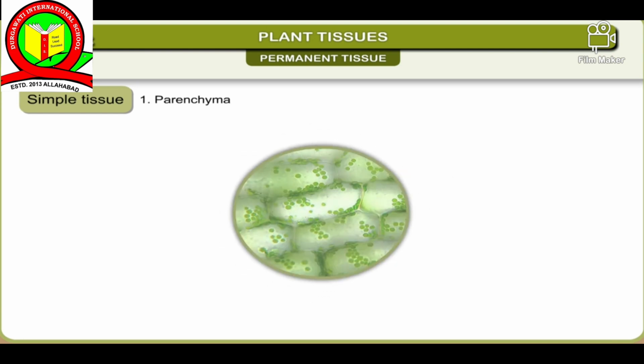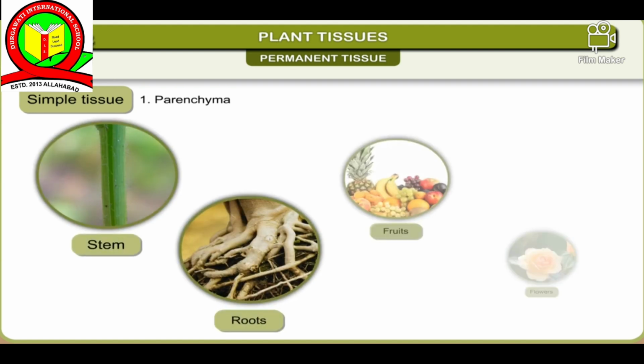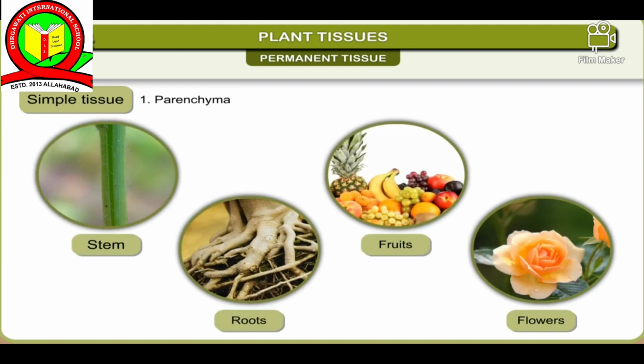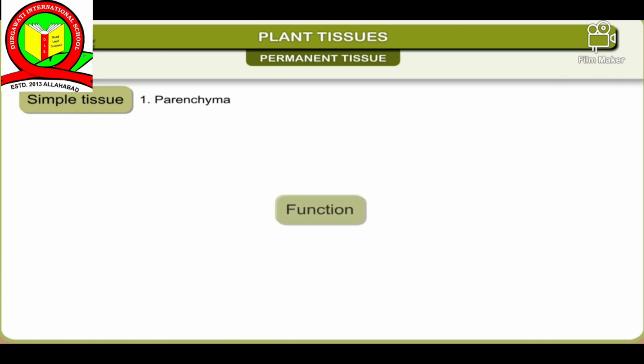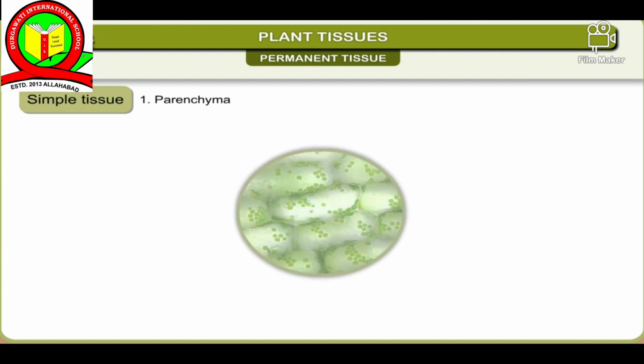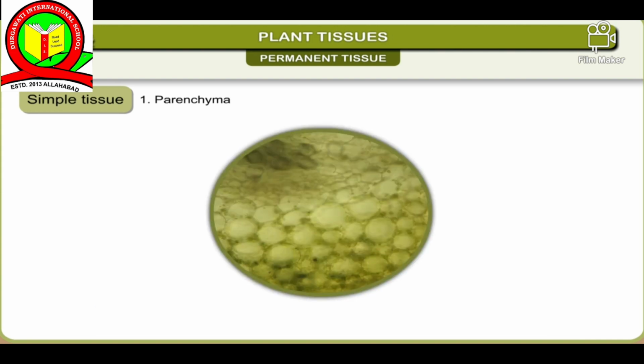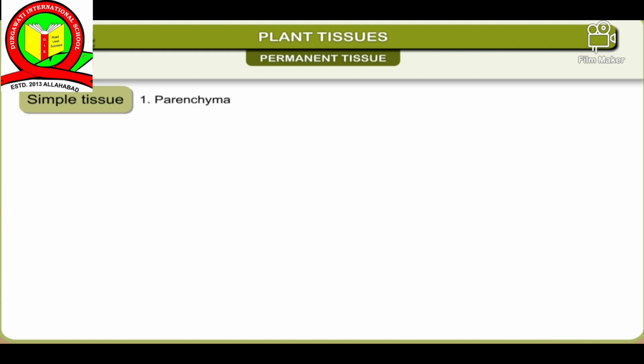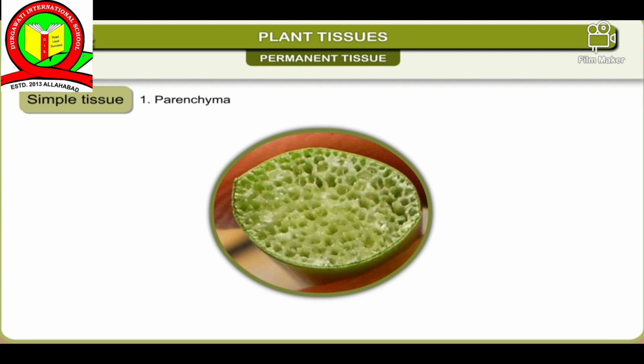Location of parenchyma: they are mostly found in stem, roots, fruits, and flowers. Functions of parenchyma tissues: it stores food materials and also provides temporary support to the plant. Some parenchyma cells may also contain chlorophyll, hence they are called chlorenchyma. Parenchyma cells present in aquatic plants have star-like air spaces. These give buoyancy to the plants and help them to float.